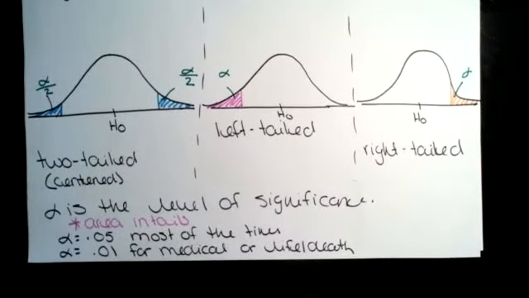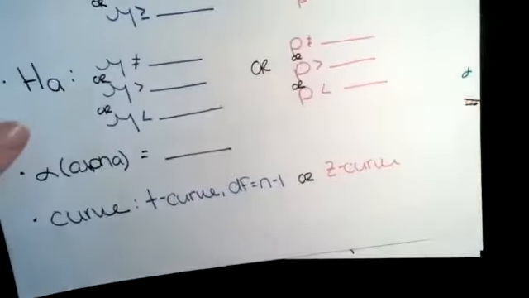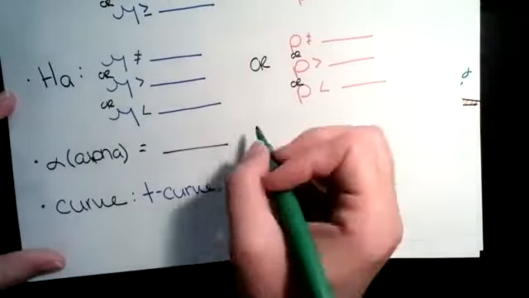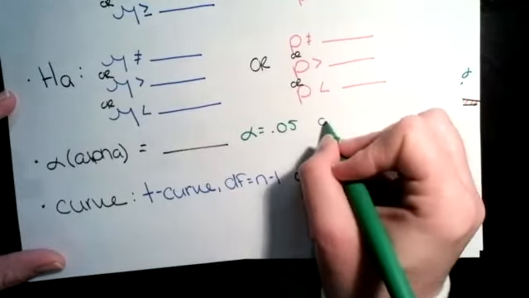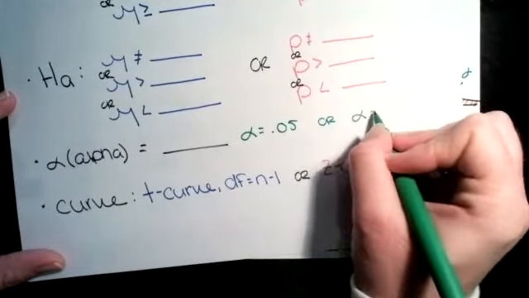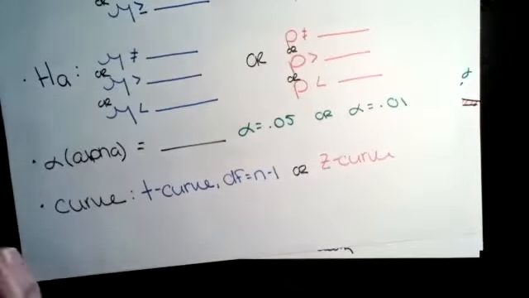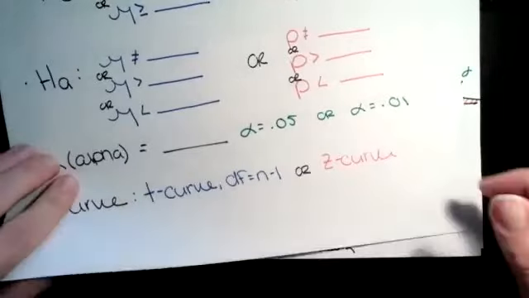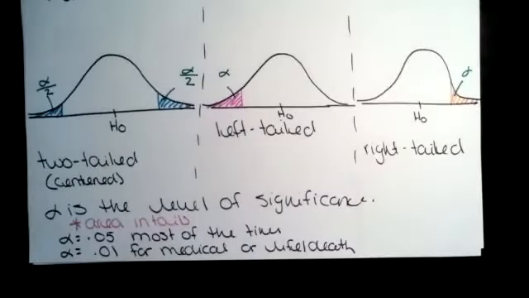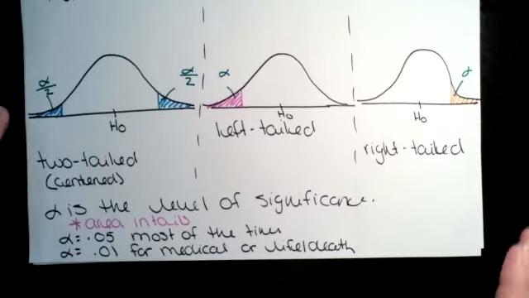Now I just want to make a note over here, back on my method step, when we have alpha, so most of the time, alpha is equal to 0.05, or we will see alpha is equal to 0.01. Now, you will be told this value, okay? It will be given to you. It might say level of significance is 5%. You know it's 0.05. Or maybe it's 1%, or maybe it's just something different than that. It doesn't have to be those two. It's just those are the most common.